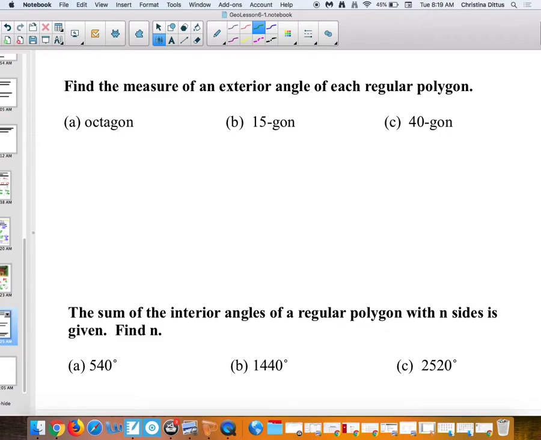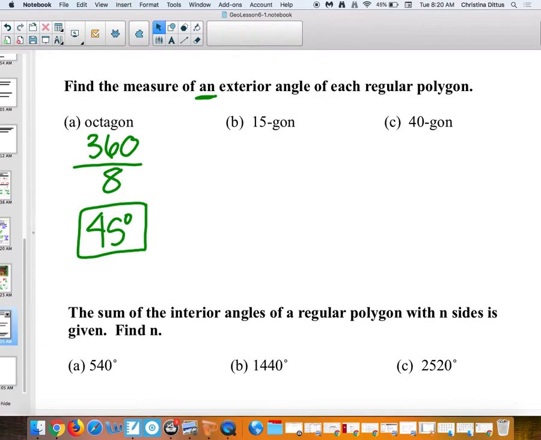Find the measure of an exterior angle, so not all exterior angles, but one exterior angle of each regular polygon. First off, what is the total of the exterior angles? What do they always add up to? 360. How many sides is an octagon? 8. So if I know they have to add up to 360 and it's a regular polygon, I'm just going to divide that by 8, because they all have to be the same. I know that there's 8 exterior angles. What is 360 divided by 8? 45. So each exterior angle has to be 45 degrees.